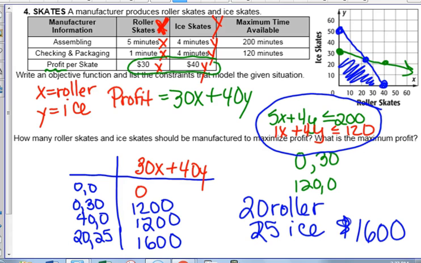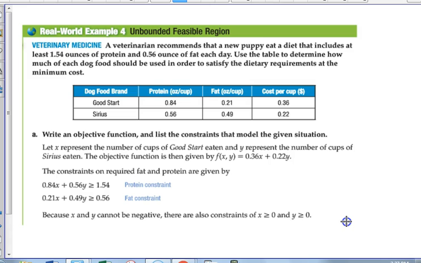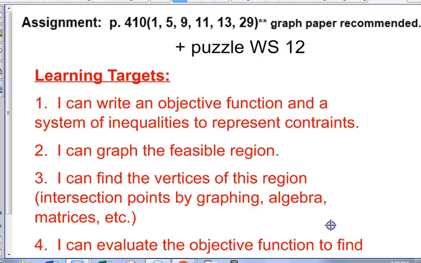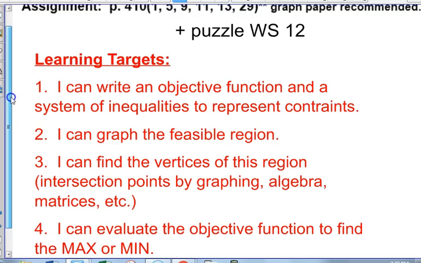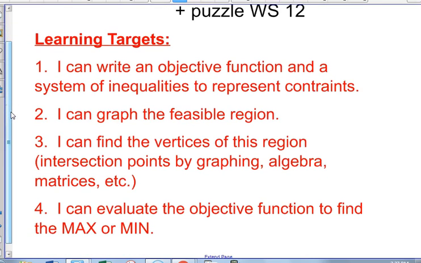All right. Learning targets. How did we do? Do you feel like you can write an objective function and inequalities? Maybe. Ready to try it? You know what that vocabulary means? Feasible region, corner points, max and min.